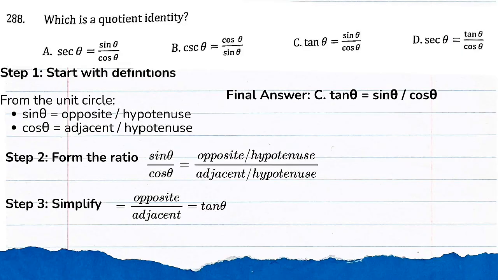To solve, let's start with definitions. From the unit circle, sine theta is equal to opposite over hypotenuse. Cosine theta is equal to adjacent over hypotenuse. Next, form the ratio. Sine theta over cosine theta is equal to opposite over hypotenuse over adjacent over hypotenuse. Next, simplify. It will be opposite over adjacent, which equals tan theta. Therefore, the final answer is tan theta is equal to sine theta over cosine theta.